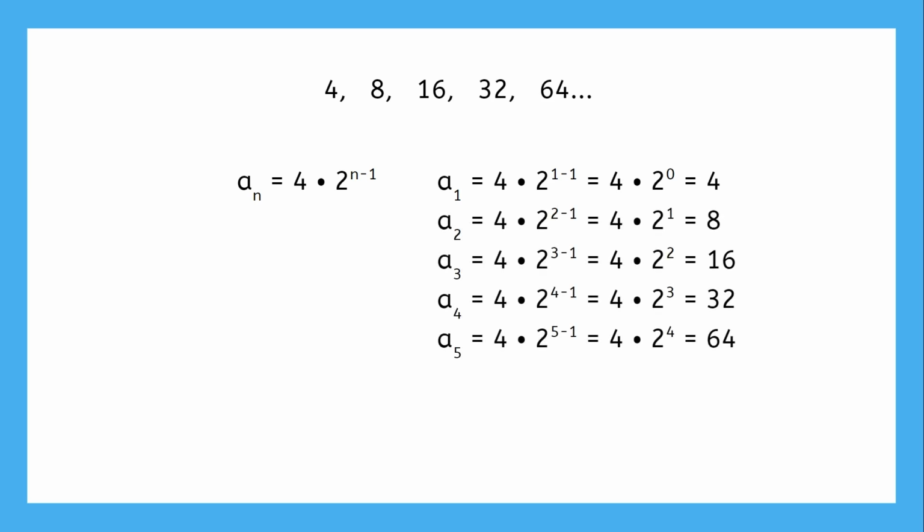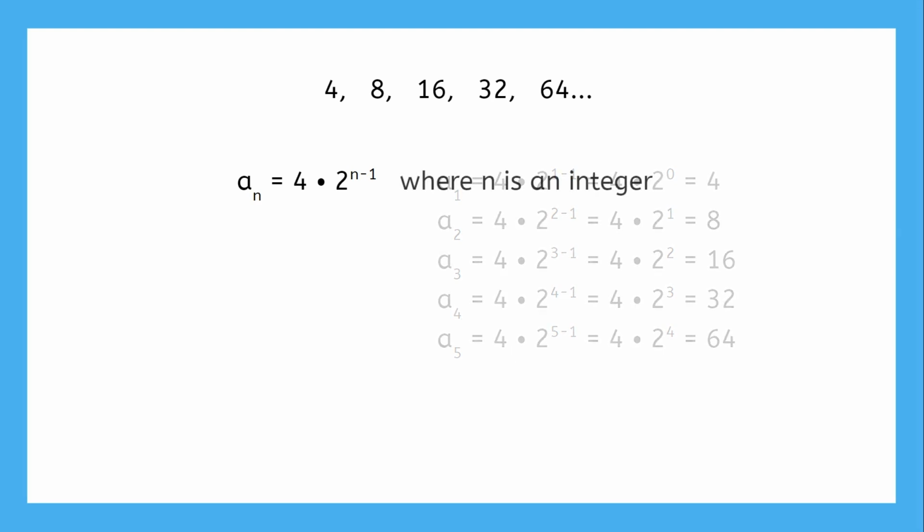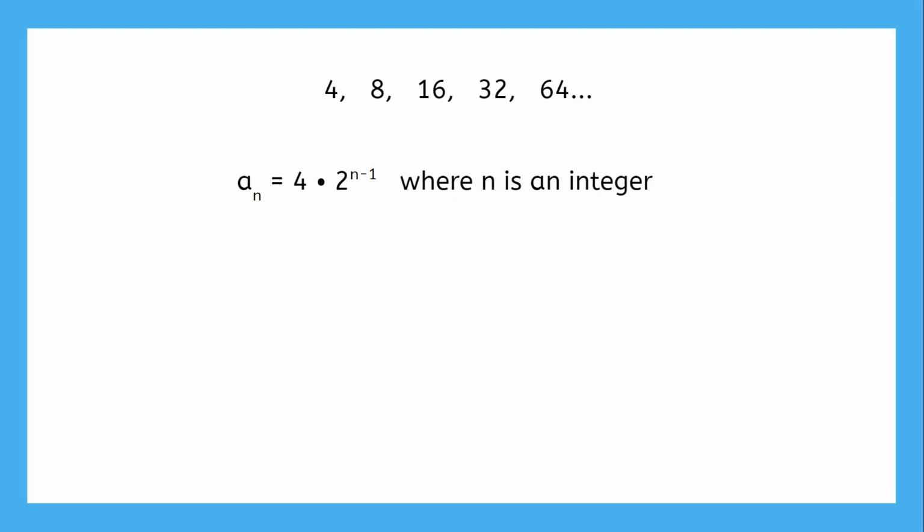In this case, we would say that n is always an integer, because if we used a fraction or a decimal, we get a number that isn't part of the sequence. And n has to be greater than or equal to 1, because it starts at term 1 and goes up. But what if I told you that this isn't the only way to define this sequence? For instance, this definition can be equally valid.